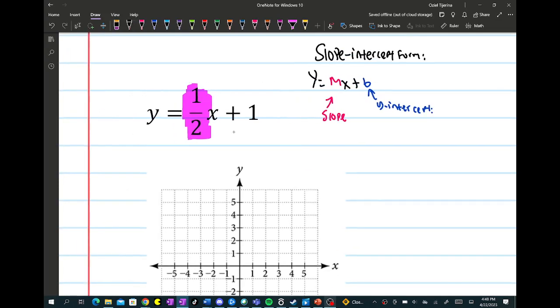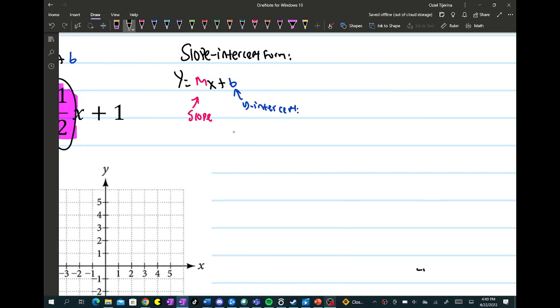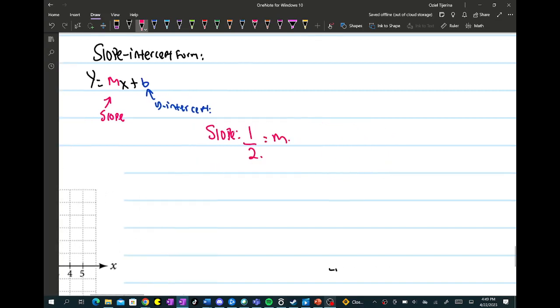So basically here we know that it's y equals mx plus b. And in front of my x value, there's a 1/2. That is my m, right? And like I said, m is slope. So I know that my slope is 1/2, and this is equal to m. This just means slope.